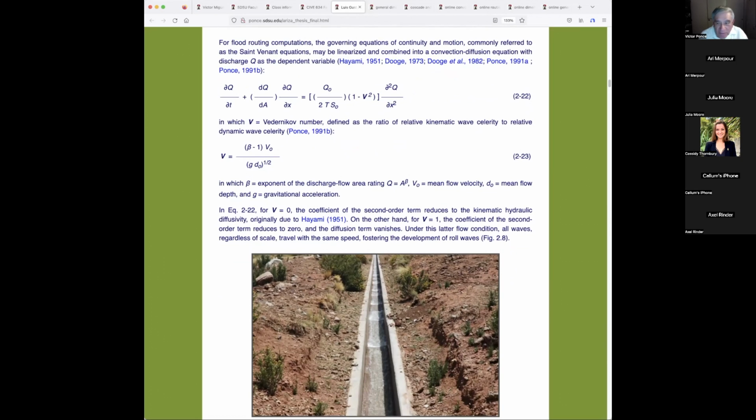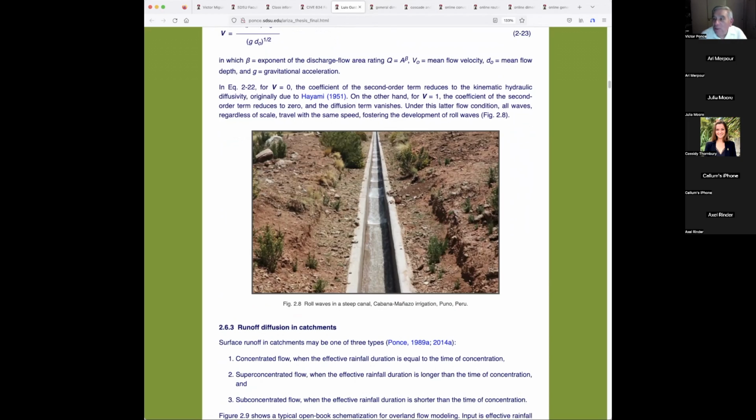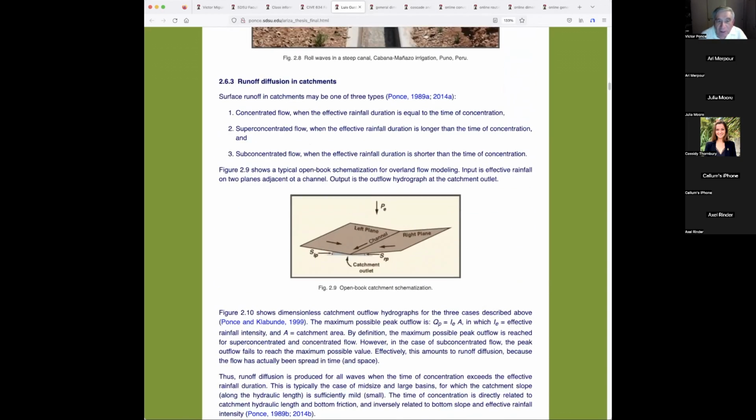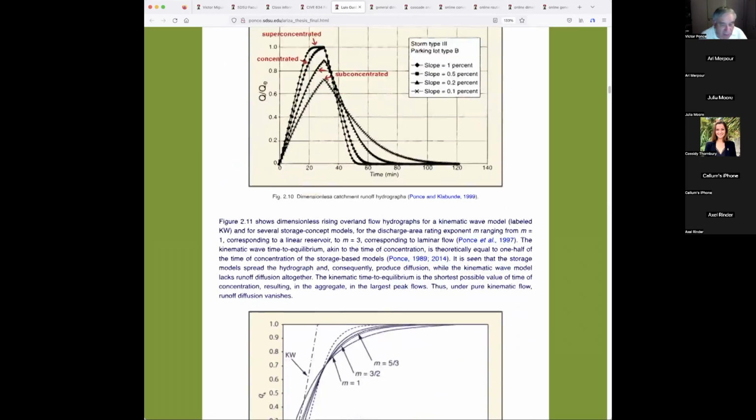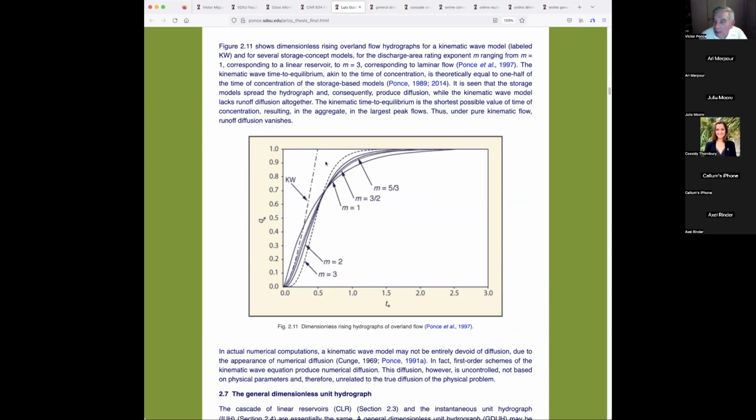And the Vedernikov number is defined as 223. The Vedernikov number is used to define the occurrence of roll waves. And these are the roll waves which occur in steep lined canals. And then we have runoff diffusion in catchments. We already covered this ground with you guys in this figure, which you already know. Remember, I said, and I think one of the homework said, show me that the kinematic wave does not diffuse. And the answer is, well, the hydrograph has a sharp peak, which already shows that it does not diffuse. All the other hydrographs have smooth peaks, right?